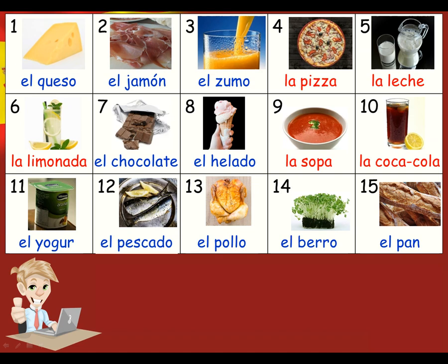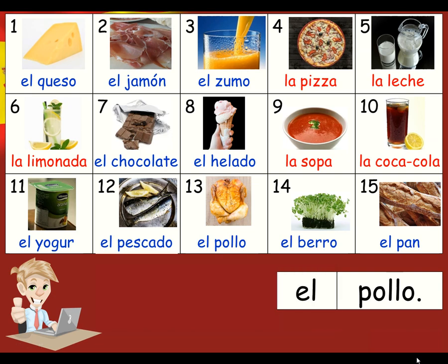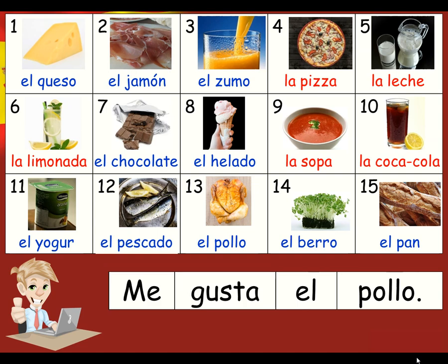So, first of all, how would we say, I like chicken? What's the food, first of all? That's right, we would need pollo, wouldn't we, for the food? What's the definite article that it has in front of it? That's right, el, so el pollo. And what do we put on the front to say I like? That's right, me gusta. I like chicken. Me gusta el pollo.